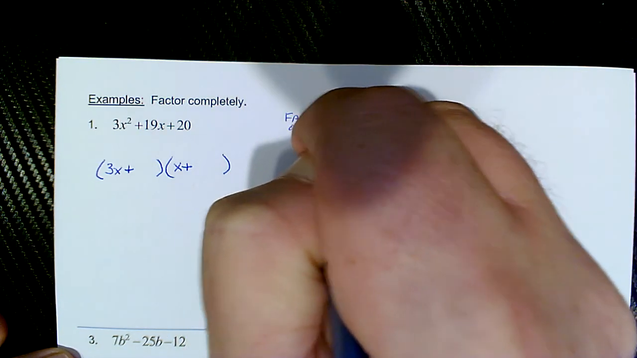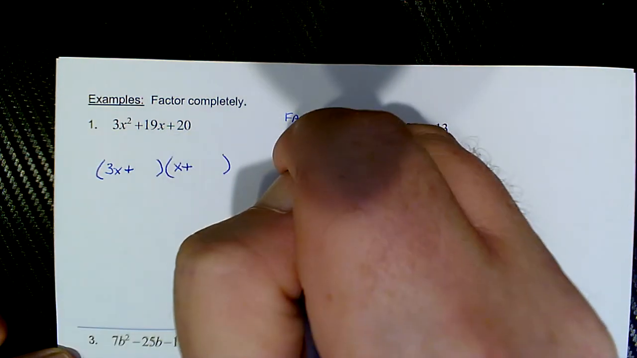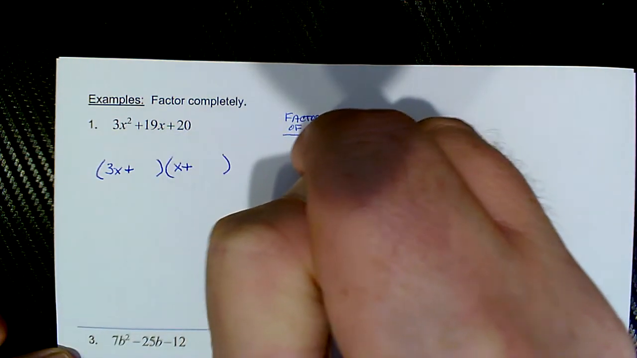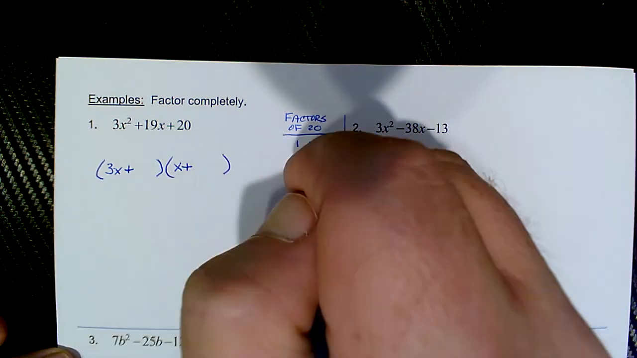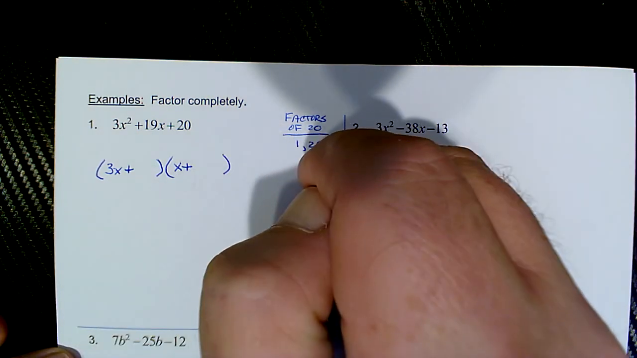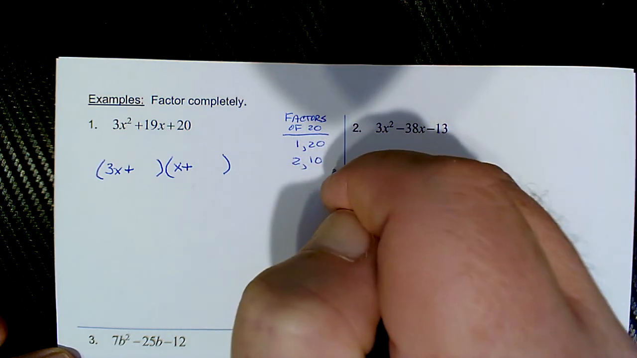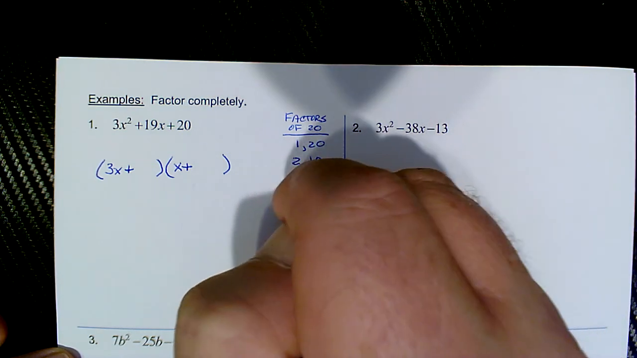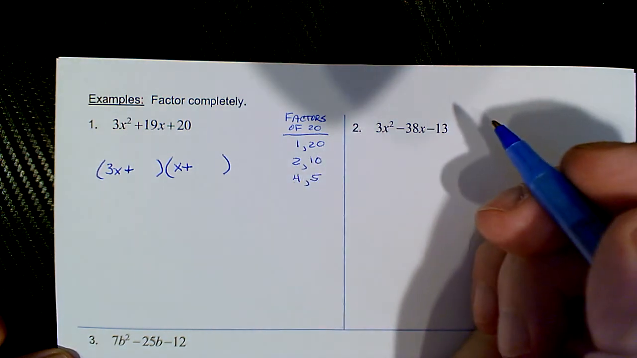We still need the factors of 20, because these last terms have to multiply to give us 20. So I know that they're based on the signs. I'm not even going to worry about the negatives. So we have a choice of 1 and 20, 2 and 10. 3 doesn't go in 20, 4 does 5 times, so 4 and 5.